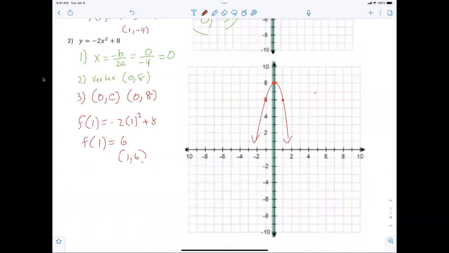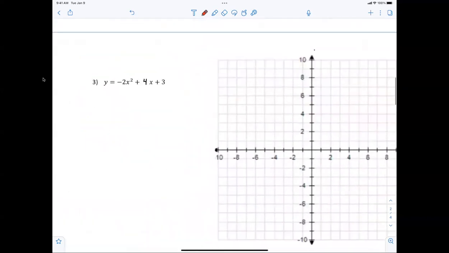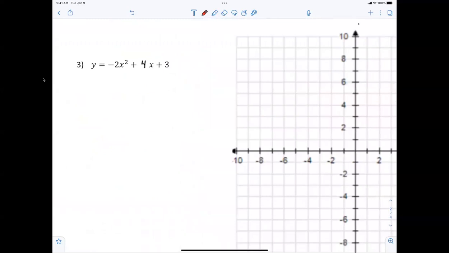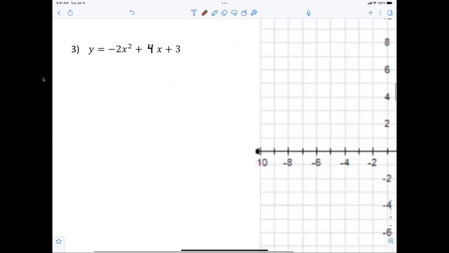All right, here we go. Let's take a look now at number 3. Obviously, number 3 gets a little bit more challenging because there is a b. So please, stay with me. Number 1.